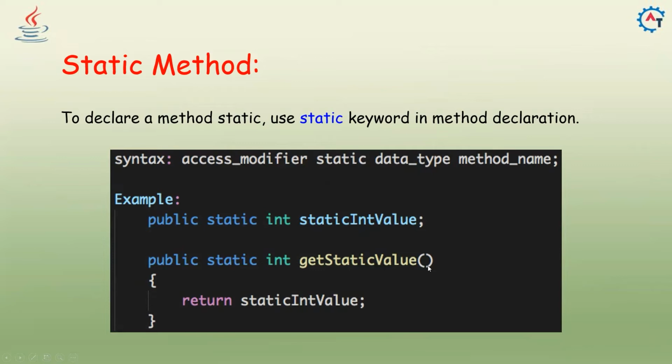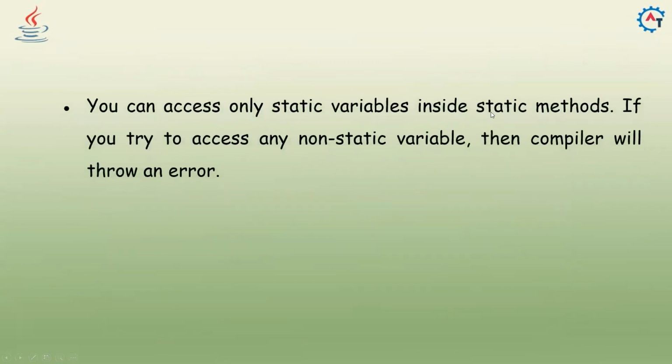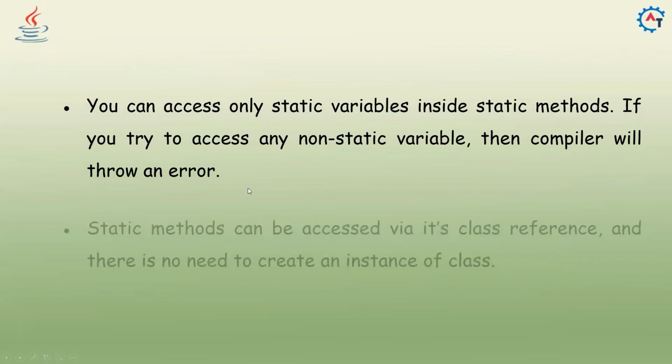This is a method. This is a variable, public static int static value, that we already saw in our previous video. Here, public static int getStaticValue is a method. In front of that method, if you put static, this method becomes a static method. You can access only static variables inside static methods. You cannot access non-static variables. If you try to access any non-static variable, the compiler will throw an error.